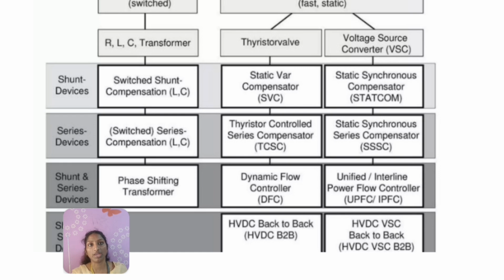When we use switched shunt compensation, that means we are using an inductor and a capacitor, and these devices can be used in shunt with the circuit. If we use the inductor and capacitor in series with the circuit, then we call them series devices. And the phase shifting transformers, we name them shunt and series.